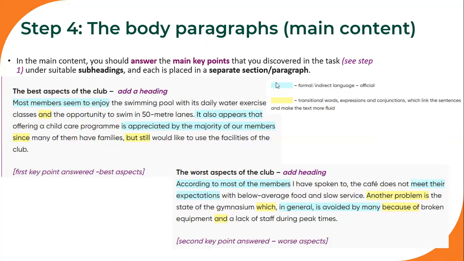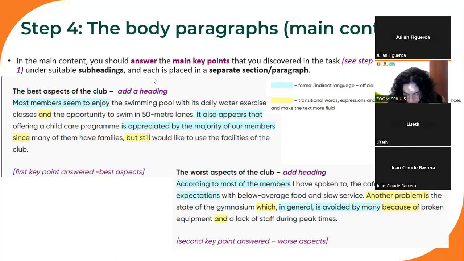Let's focus here on what is highlighted in blue: we have some formal or indirect language. So, most members seem to enjoy. It also appears that. Here we don't say I think or I know. We are using more formal, indirect language: it is thought, it is appreciated by most people, according to most members, in general, is avoided. So, more formal language. And then we also have the transitional words, conjunctions and expressions like and, since, but, still, another problem is, which, because of.